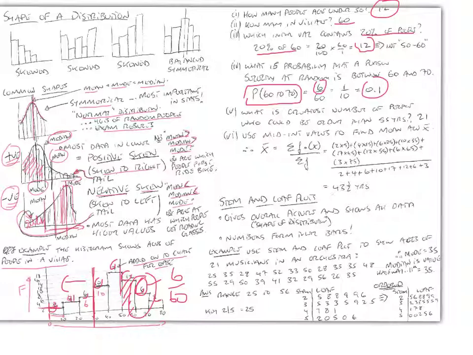What is the greatest number of people who could be older than 55 years? So it must be in this range here, from the 50 to 60 range upwards, so it must be 21. It's these 3 frequencies added here.